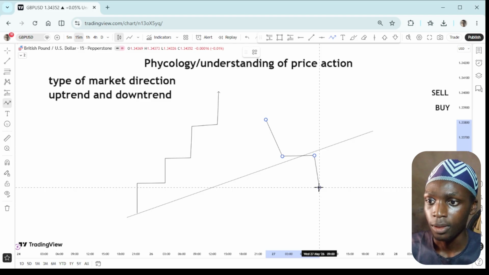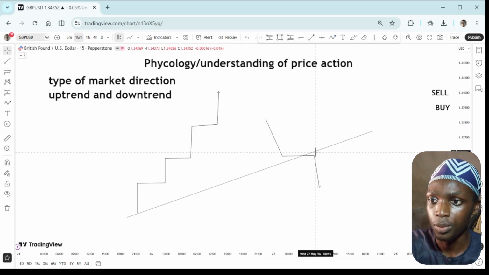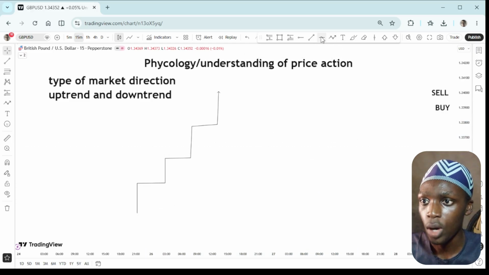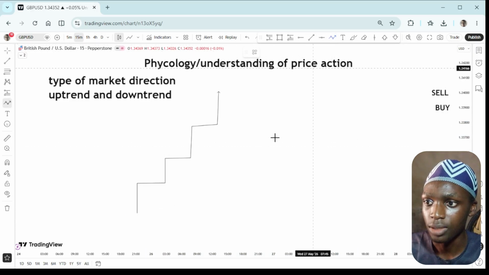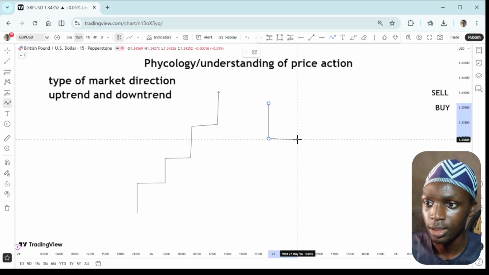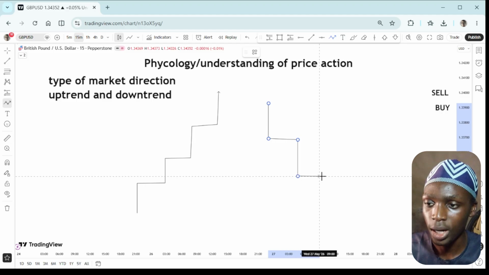Let me redraw this so you can understand it more. You can see this is how our downtrend looks in the financial market. For a downtrend, this is how it looks. This is how markets move.